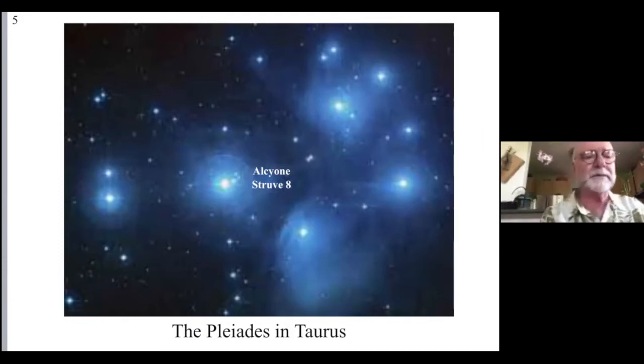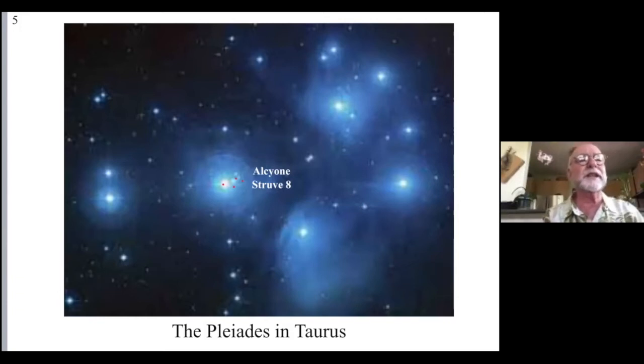Okay, next on this slide is the Pleiades, Struve 8, in Taurus. It's, of course, an open cluster, and has many multiple stars. And let me see if I can, you can see the primary there. And then you can see these three other stars here, right?